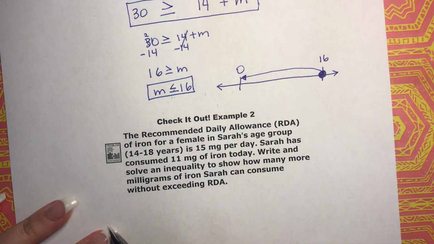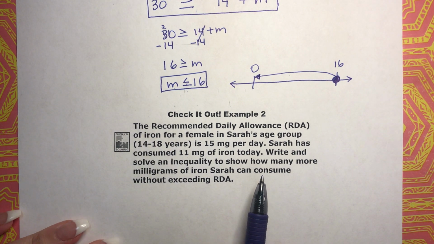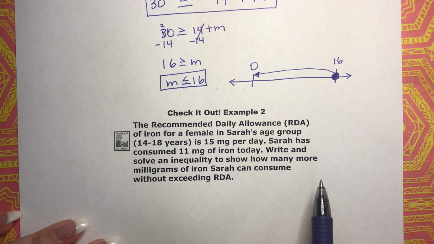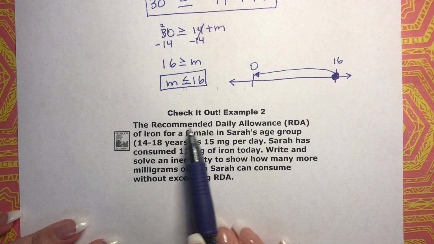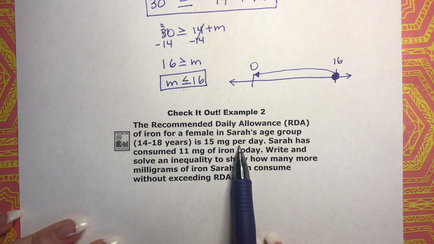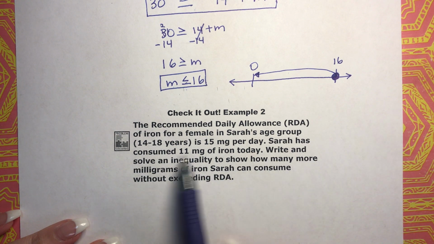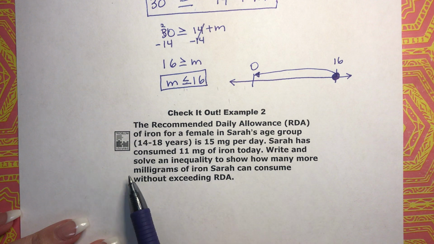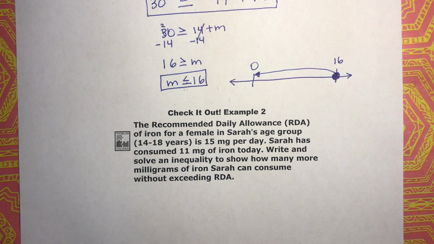So let's go ahead. First, we need to figure out what our variable is going to be. A lot of times that variable is written at the end, like what they're asking you to do. The recommended daily allowance, RDA, of iron for females in Sarah's age group is 15 milligrams per day. Sarah has consumed 11 milligrams of iron today. Write and solve an inequality to show how many more milligrams of iron Sarah can consume without exceeding the RDA. So that's really our variable there.